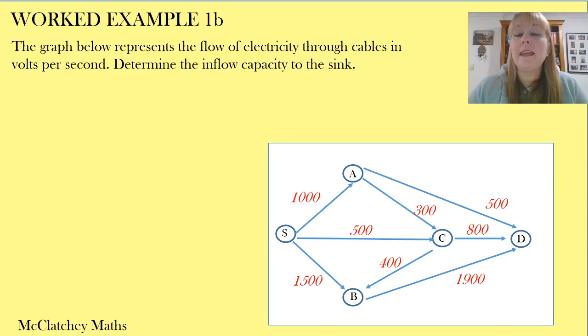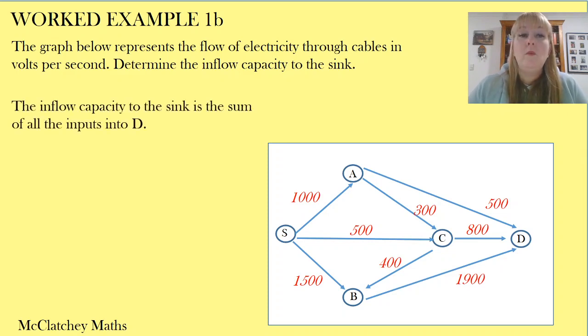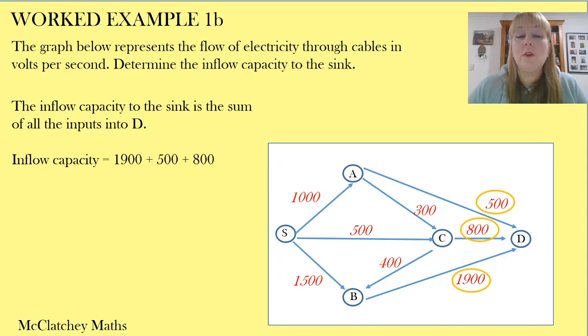1b asks for our inflow capacity to the sink. So now we're looking at vertex D. We are looking at the sum of all of the different edges that are coming into D, and these are going to be indicated with the circles. We've got 1,900 coming in from B, we've got 500 coming in from A, and we've got 800 coming in from C. So adding those up together, we get 3,200 volts per second.